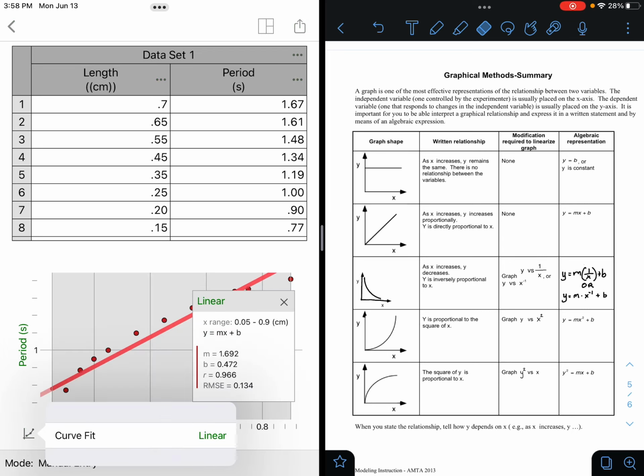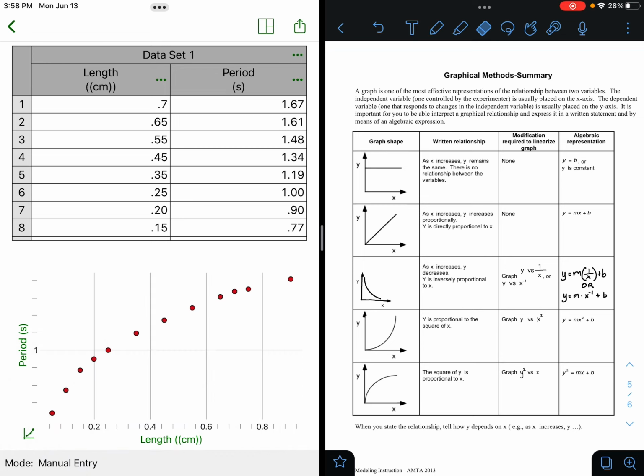We hit apply curve and we see that our linear example gives us an R value of 0.966, which is not great. So what we need to do is manipulate this by modifying the algebraic representation. Wow, what does that mean? That's page 5 of our reading.